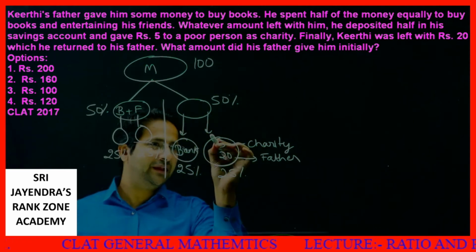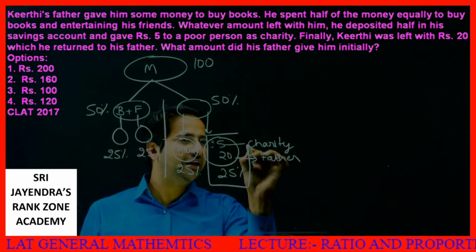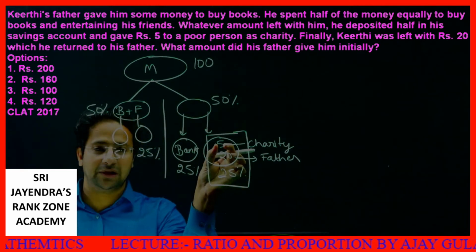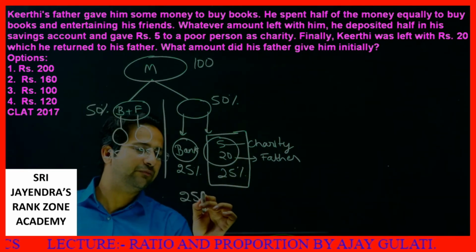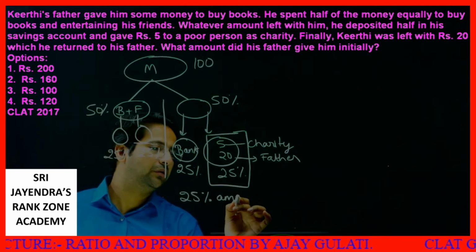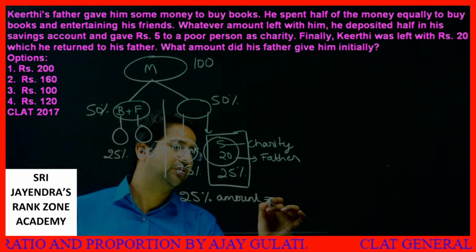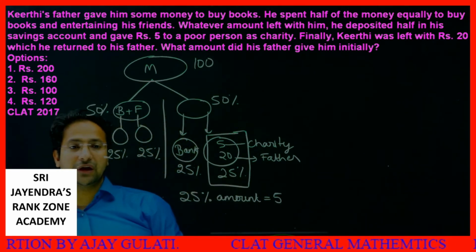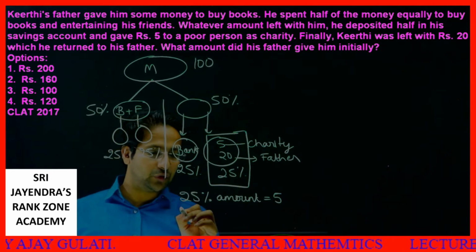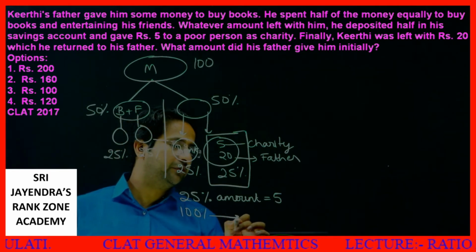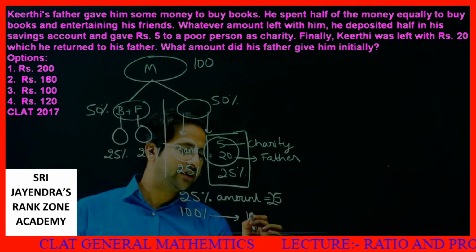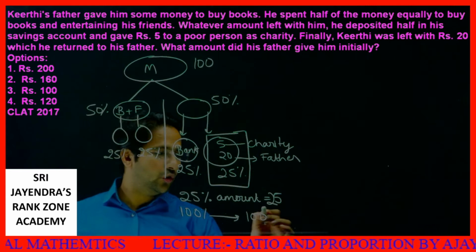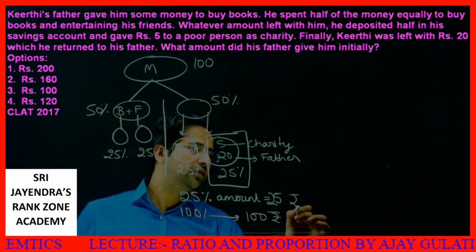Now this is the main thing. This is the 25% of his total amount. This 25% is how much? 20 plus 5. If 25% of the amount is equal to 5, then my dear students, what is 100%? This 25% is equal to 25. Then 100% is equal to 100 itself. Getting it, dear students? So he got 100 rupees in total.